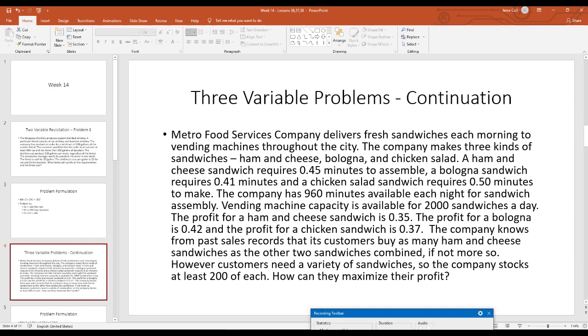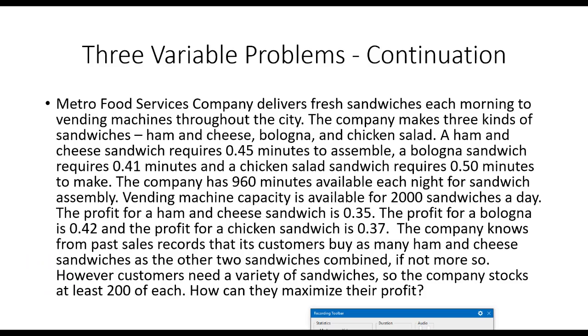So this one is going to be relatively straightforward, but there are quite a few constraints to deal with. So let's look at that together. The first one, objective function, as always. We see from the last sentence, how can they max their profit? So max Z equals, and then we look for how much profit they make per sandwich. Max Z equals 0.35x1 plus 0.42x2 plus 0.37x3.